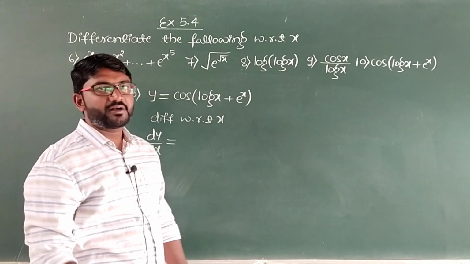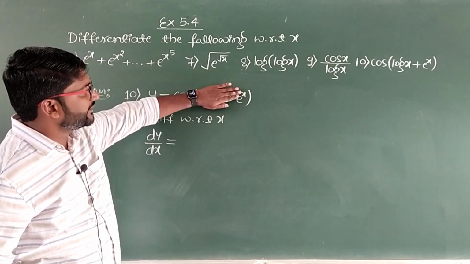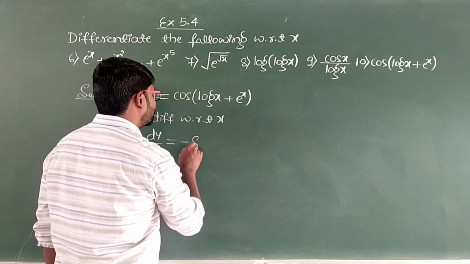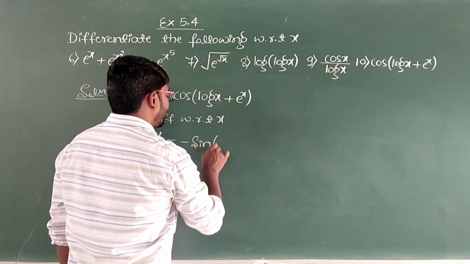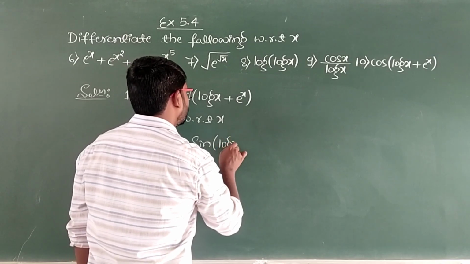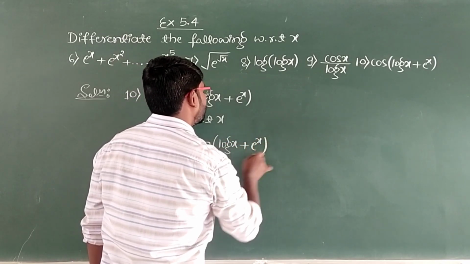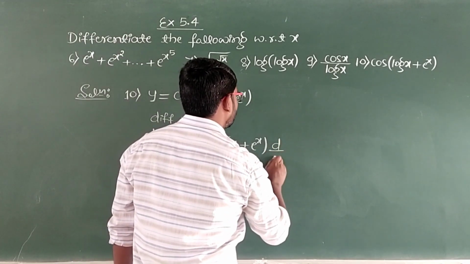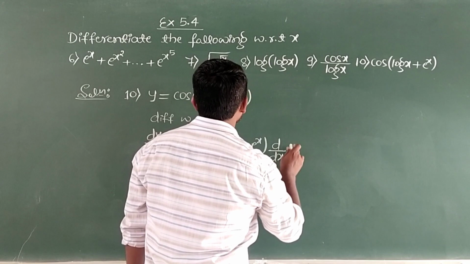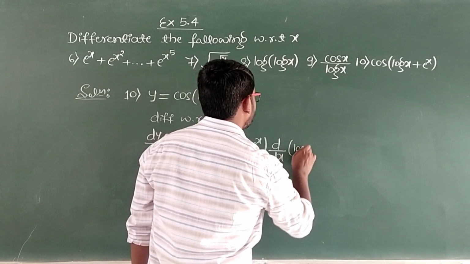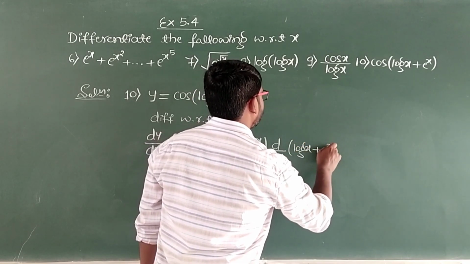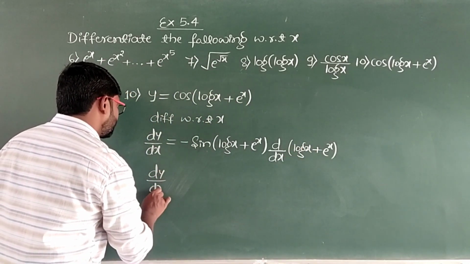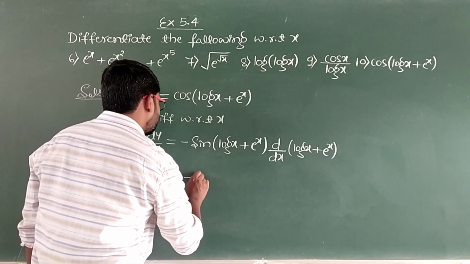This is in the form of cos x. So whatever is there inside the bracket, we should consider that as x. Derivative of cos x will be minus sin x. Minus sin x, where x means log x plus e power x. Now into d by dx of these two functions, into d by dx of log x plus e power x.